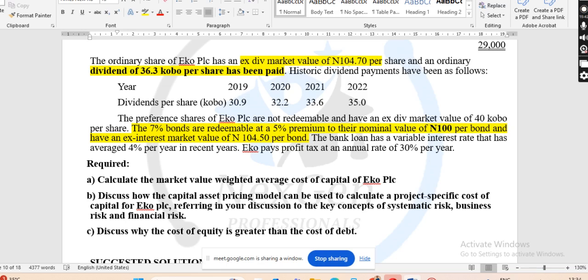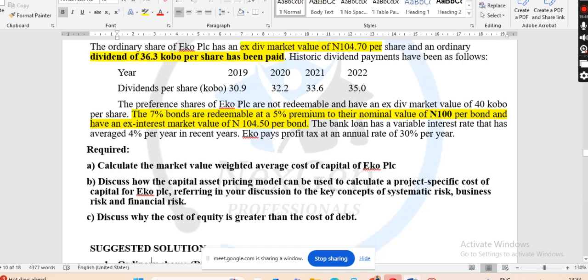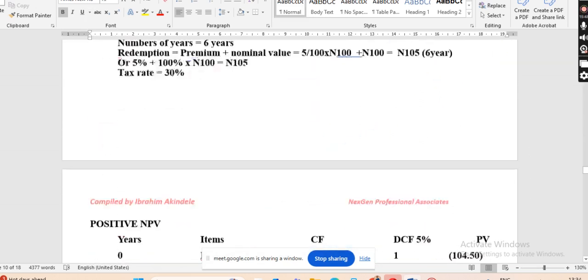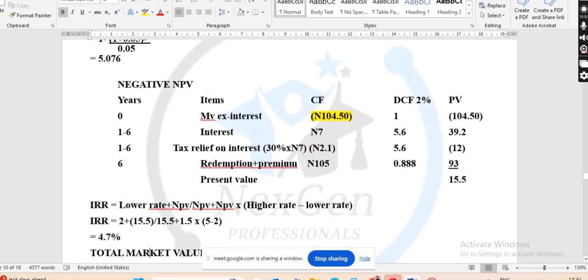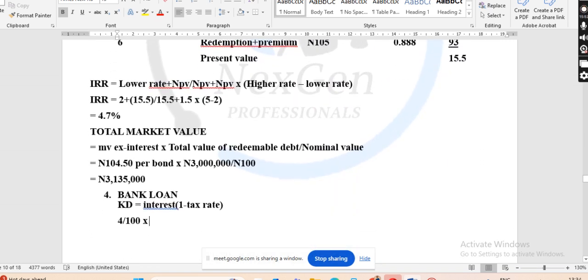So you will know that your interest is 4 naira. Just multiply it by the nominal value, which you assume to be 100. In every question, just assume it to be 100, then you move on. Because we need the naira amount, when you do it like this, you have 4 naira.